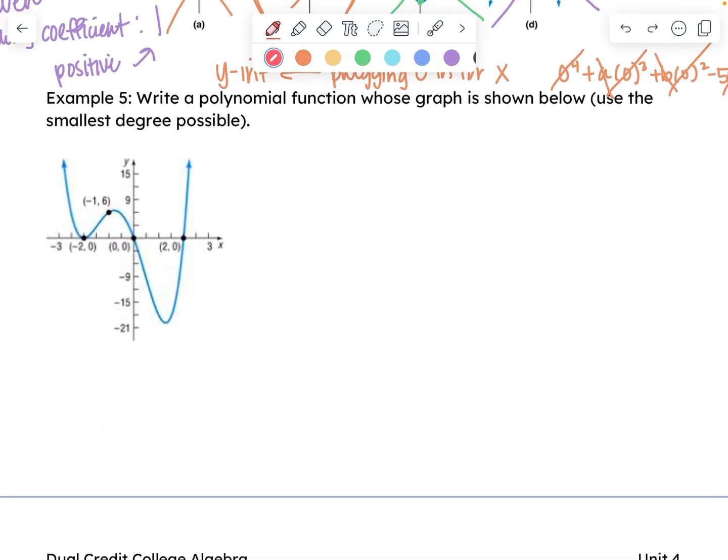So I've got (-2, 0). That means x equals -2. I've got (0, 0). So x equals 0. And I've got (2, 0). So x equals 2. The other thing we have to pay attention to, though, is how they touch or how they cross the axis, because that is going to change a little bit what we write.